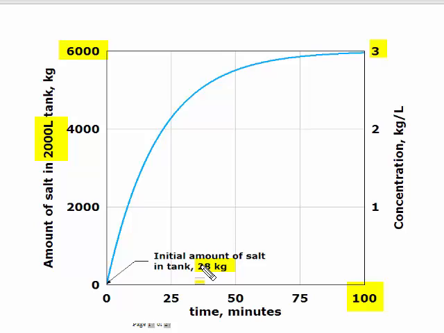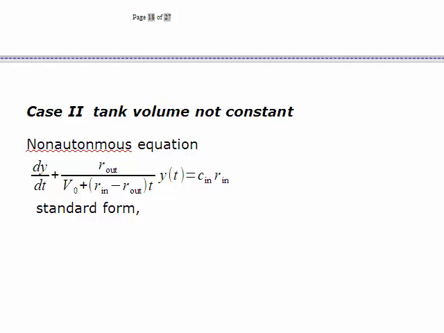Now we'll do the other problem. We're going to look at the case in which the tank volume isn't constant. It's not constant because the input rate is not equal to the output rate. If the output rate is higher than the input rate, you'd be draining the tank. If the input rate is higher, you're going to be filling it, but you can only fill it to the point where it's overflowing, and then you have to stop the calculation.